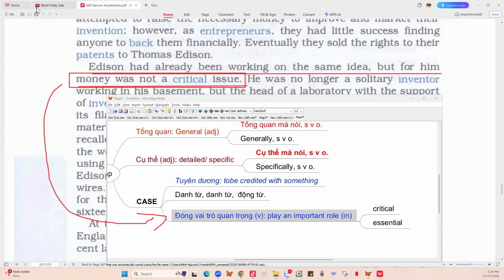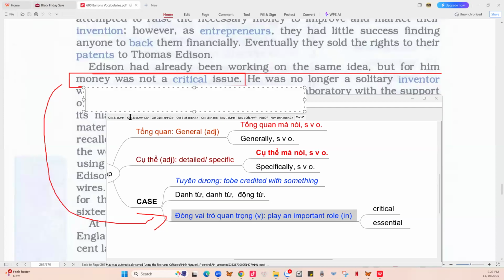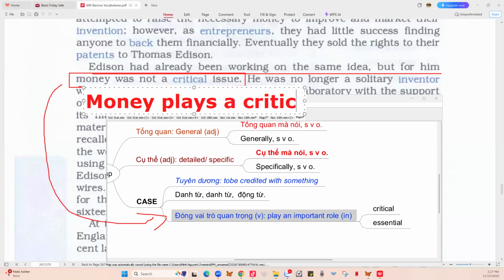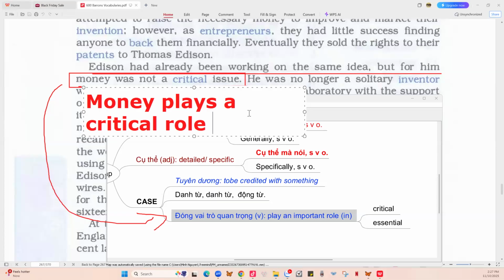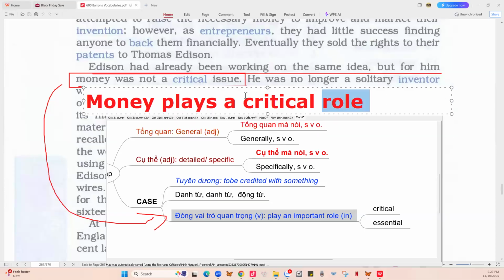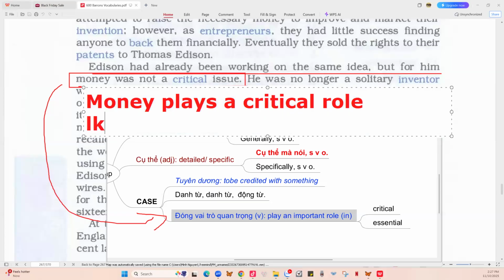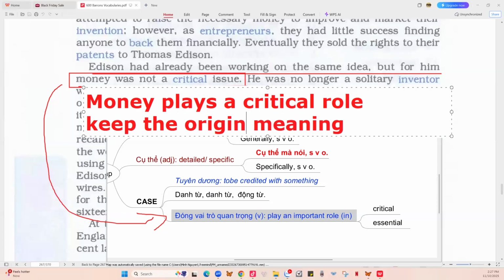So here again, they show you the sentence, money was not a critical issue. You say money plays a critical role, is right. Khi chuyển làm một cái câu khác, sử dụng một cái cấu trúc khác, thì cái câu đó nó là một cái câu mới rồi, nhưng mà câu mới phải giữ được cái nghĩa của cái câu trên. Giữ nghĩa người ta sẽ gọi là keep the meaning. You need to keep the original meaning, được gọi là giữ cái nghĩa gốc của nó.